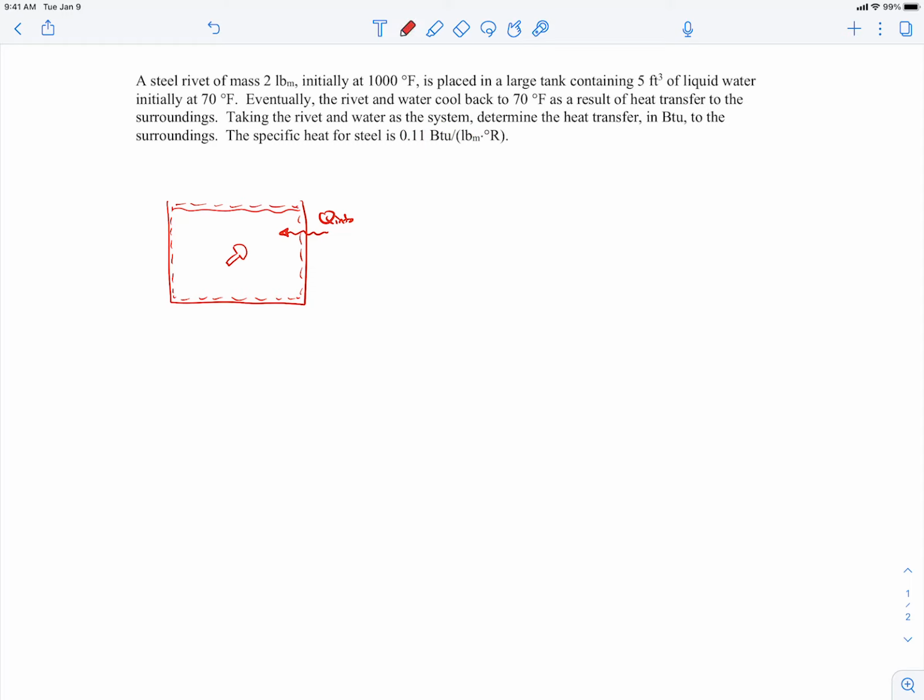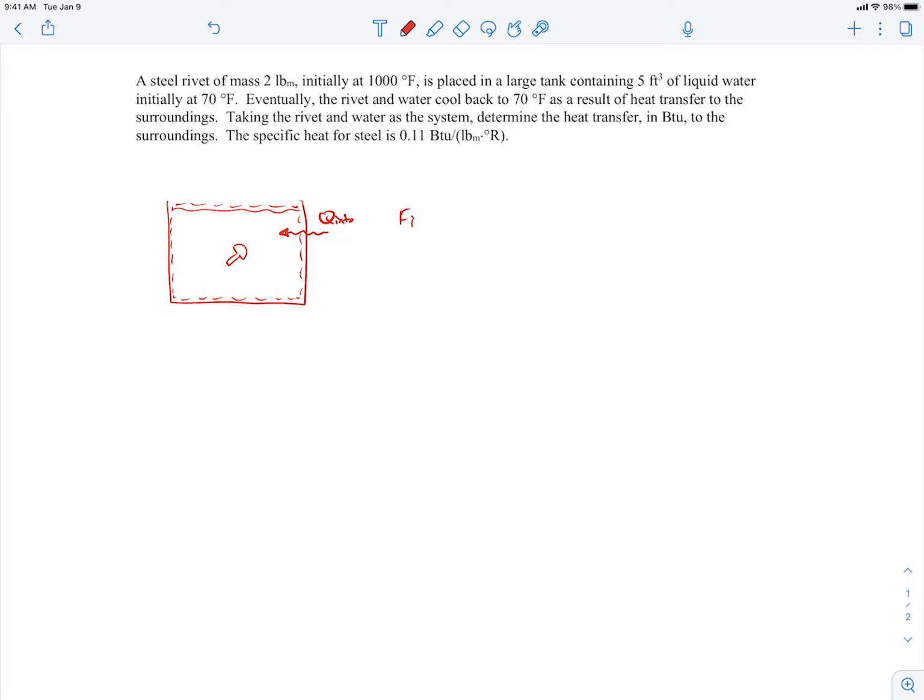Okay, so this is going to be a first law type of problem because we're seeing a change in the internal energy of the water and the rivet, and also we're interested in the heat transfer here. We're trying to solve for the heat transfer. And heat transfer is occurring because of the change in internal energy of the rivet and the water. And there's no work being done here because the container is not changing. There's no piston or anything.